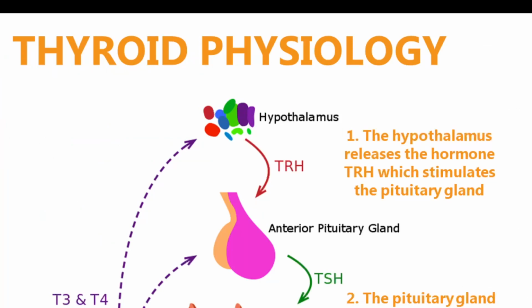So what is this thyroid physiology, the loop that starts with the TSH and then ends up in the hypothalamus? The hypothalamus releases the hormone TRH, which stimulates the pituitary gland. So the pituitary gland is not the one which begins the cycle. This loop begins at the hypothalamus with thyrotropin releasing hormone, or TRH, which signals the anterior pituitary to secrete TSH, which is the thyroid stimulating hormone.